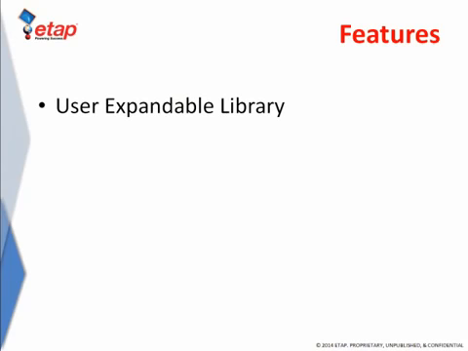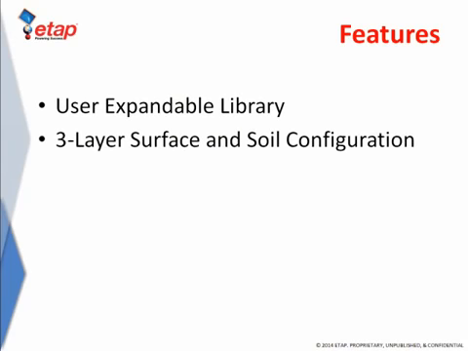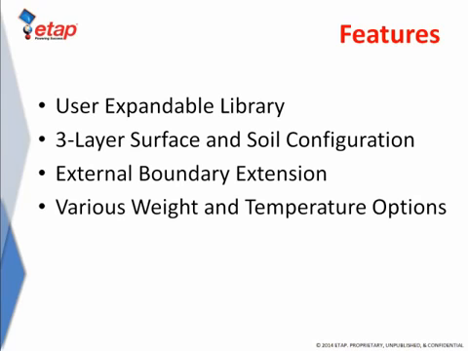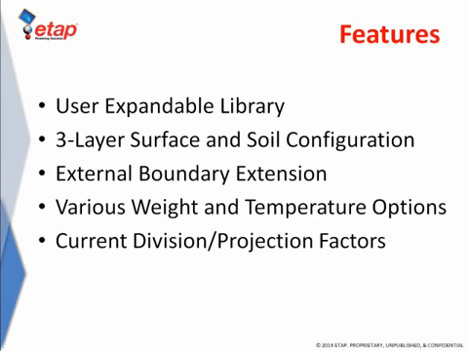There are quite a few other features provided by the ETAP ground grid module, including an extensive user-expandable library, a 3-layer surface material and soil configuration, and allowing for extended boundaries. This module considers workers' weight, ambient temperature, current division, and projection factors, and has the capability to import your designs from AutoCAD and export the results to a desired document format.